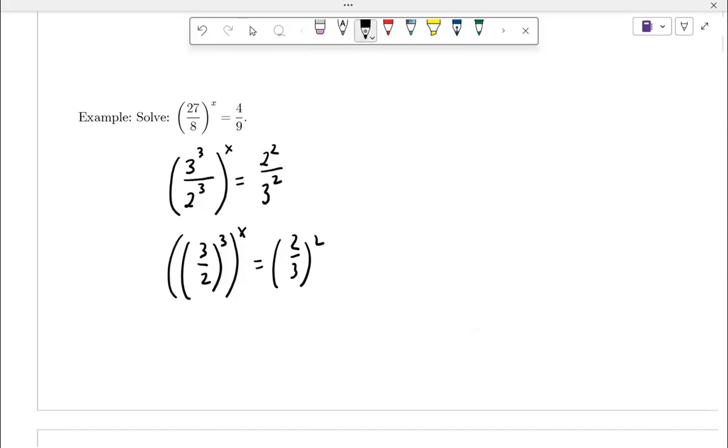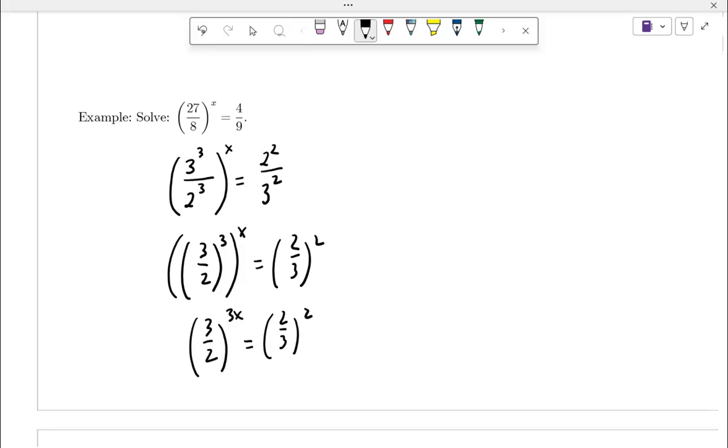See what I did there? I just took the exponent off the top and the bottom, and held it out as one big exponent on both sides. What can I do with these two exponents here? Multiply them, good. So you would have 3/2 to the 3x equals 2/3 squared.